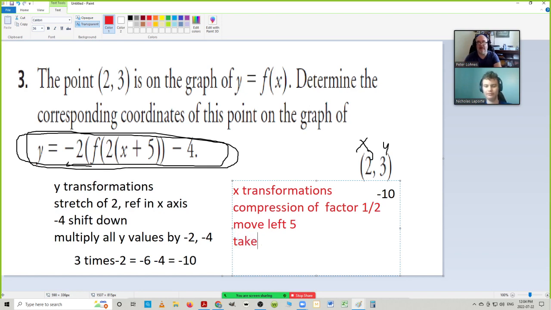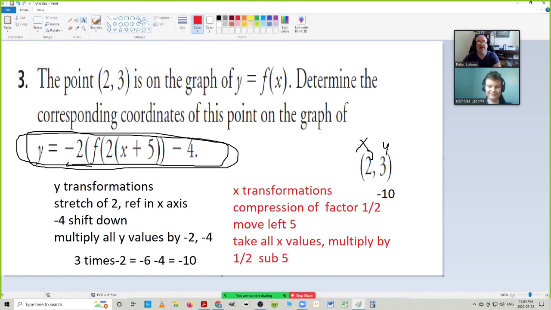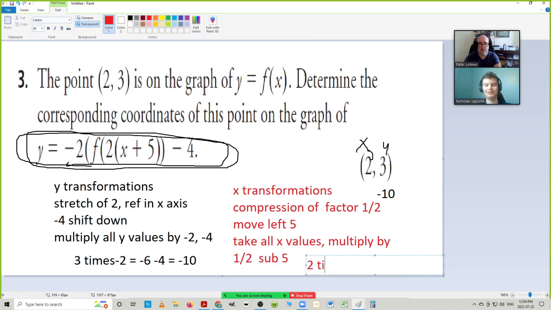I want you to take all x values. Why? Because there'll be more than just one x value in the future. Multiply by what? Multiply by 1/2, and then subtract 5. And you are correct. We would take 2 and multiply it by a half and get what?